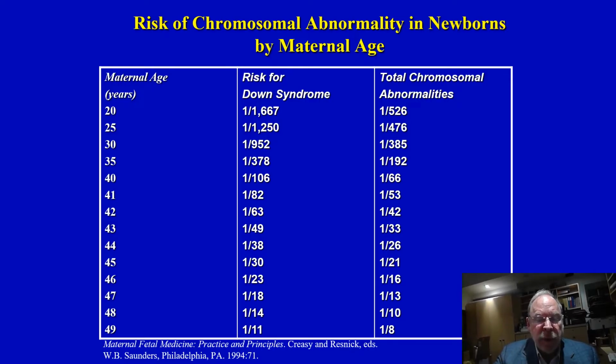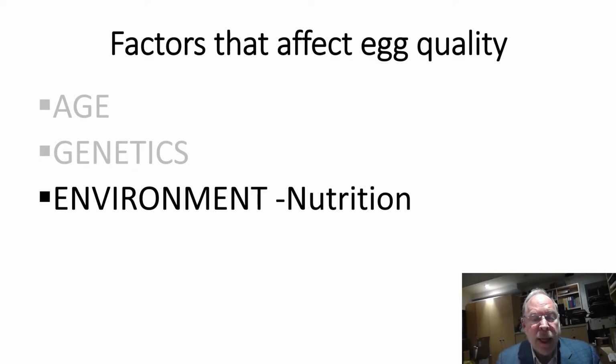The reason for this is that there is an increase in chromosomal abnormalities, the most common being Down syndrome. If you look here, in your 20s, you're looking at about 1 in 1,000 cases of Down syndrome. When you get to 35, it's about 1 in 350 or so. At 40, it's about 1 in 100. At 45, you're looking at about 1 in 30. So it's quite a rapid increase in the number of abnormal eggs.